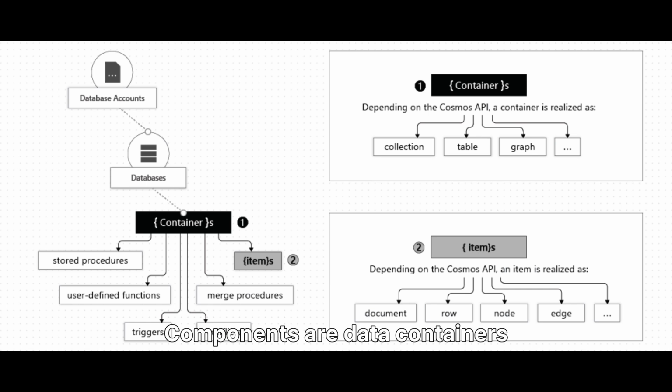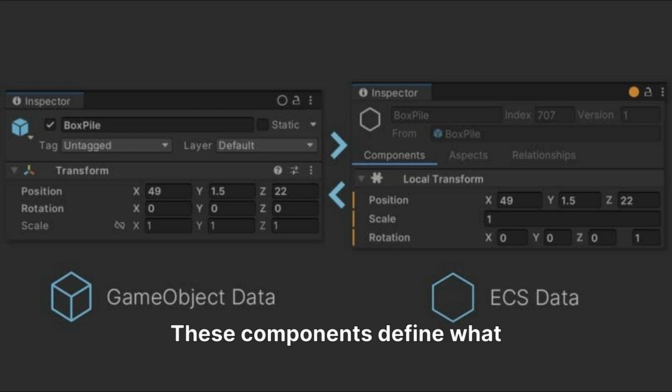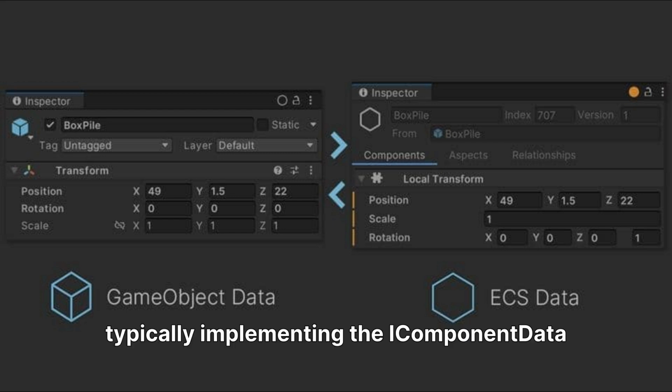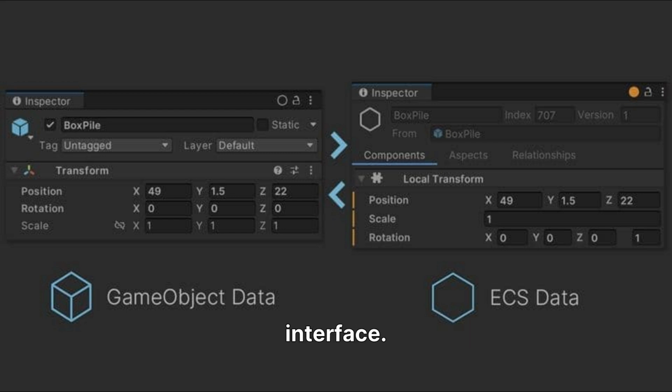Components are data containers holding specific attributes for entities, such as position, health, or velocity. Each component is a small, focused piece of data that describes a single aspect of an entity. These components define what an entity is and its capabilities. They are implemented as C# structs, not classes, for efficiency. This allows for optimized memory layout and access, typically implementing the IComponentData interface.